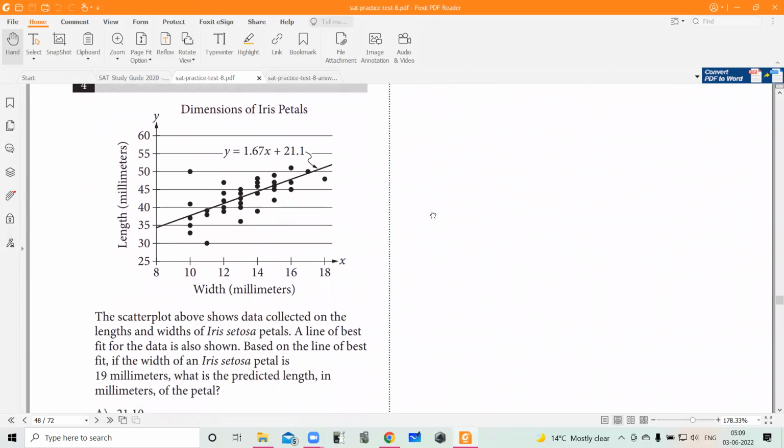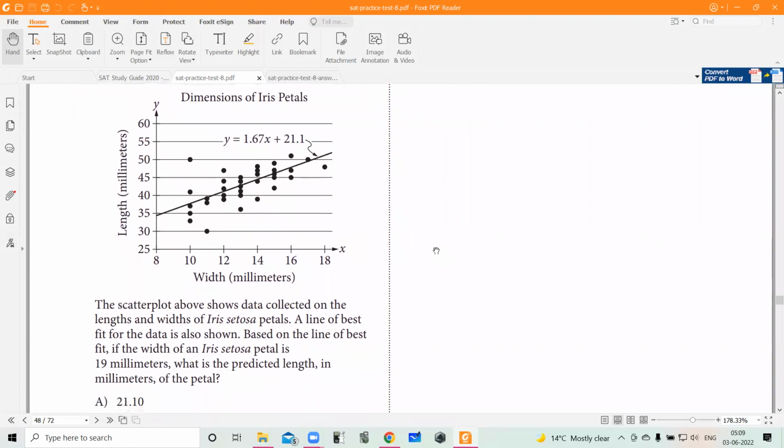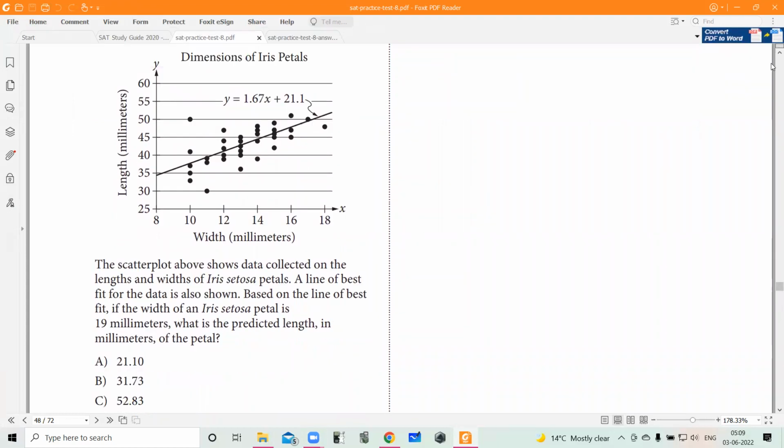Dimension of iris petal. The scatter plot above shows data collected on the lengths and widths of iris setosa petals. A line of best fit for the data is also shown. Based on the line of best fit, if the width of an iris setosa petal is 19 millimeters in length, what is it predicted?